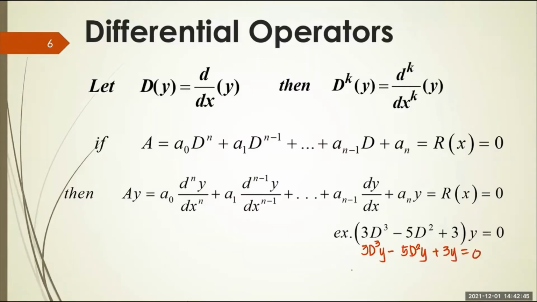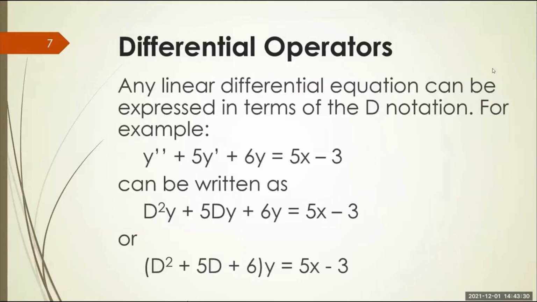Or if you want to write this in terms of the Leibniz notation, the one we're used to seeing, it's basically the third order derivative of y with respect to x minus 5 times the second order derivative, or basically just the second derivative. This one does not have a D, it's just 3y. It does not have a differential operator. Again, with the differential operators, any linear differential equation can be expressed in terms of the D notation, the differential operator notation.